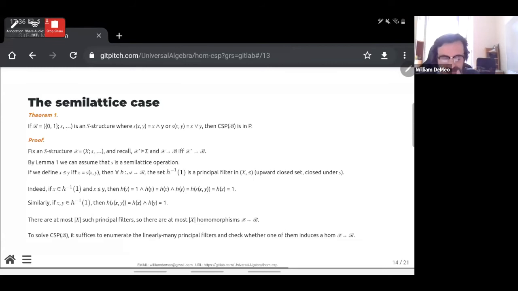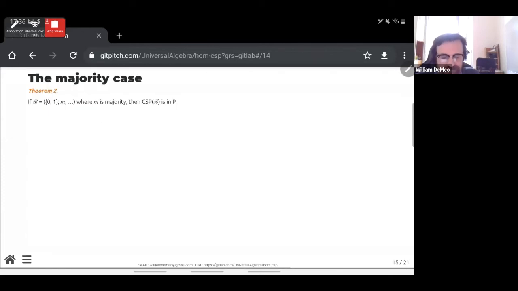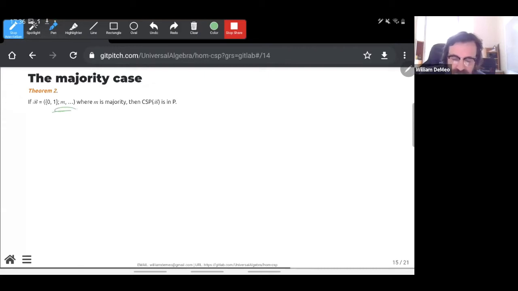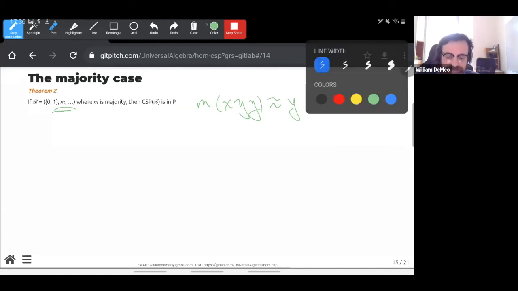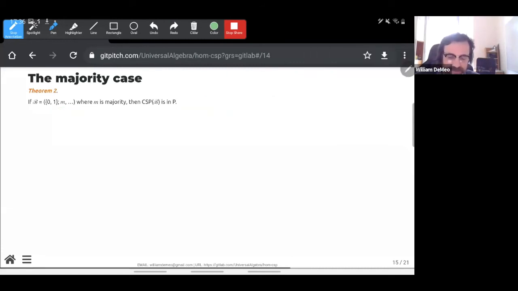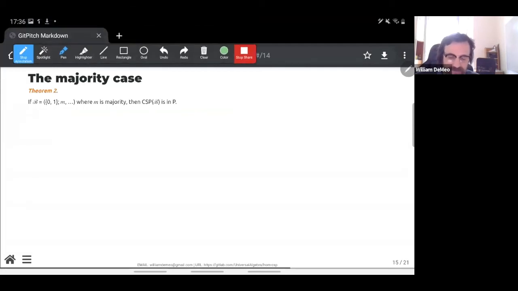Okay, good. So, right. We do similar things in the majority case, where instead of having this semi-lattice term, we have a majority term, which is some term that satisfies these identities that most of you are probably familiar with, and permute these inputs. And we do similar things with this, and things seem to work out fine.